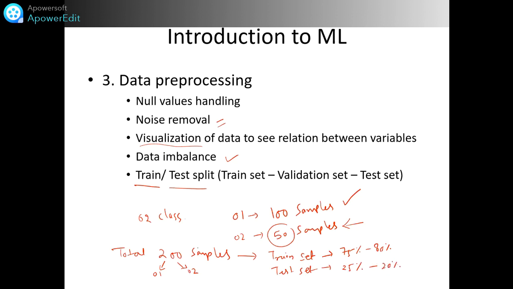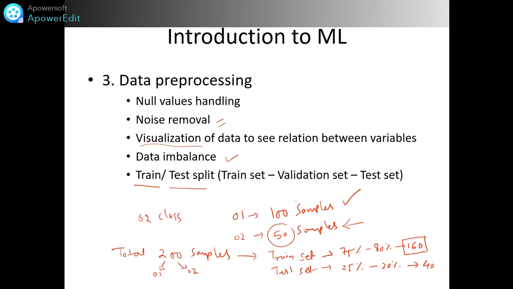So say from the 200, this becomes your 40 and this becomes 160. So 160 samples we are keeping for the training purpose and 40 samples we are keeping for the testing purpose. So during the training we have to use only these 160 samples. So this we also have to define.